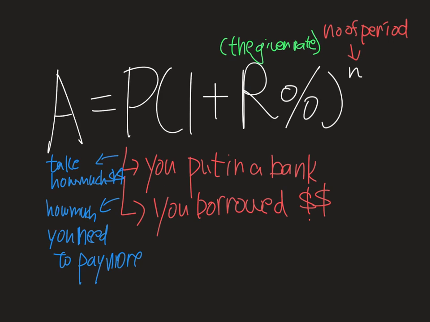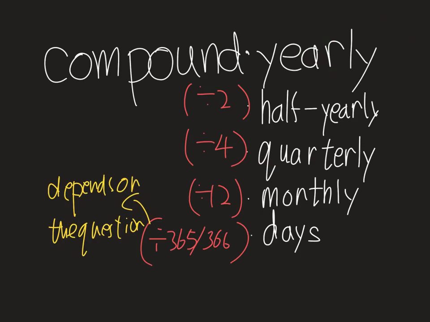And the interest rate depends on what the question is asking, and n is the number of periods. It depends on what the question is asking for compoundly. If the question mentions compound yearly, half yearly, quarterly, monthly, or days, you are going to highlight it, as it is the most important thing in compound interest.